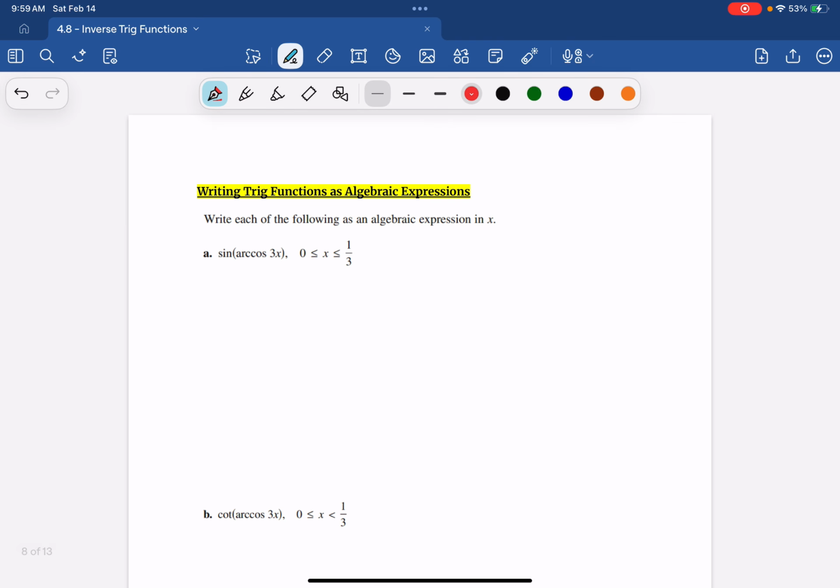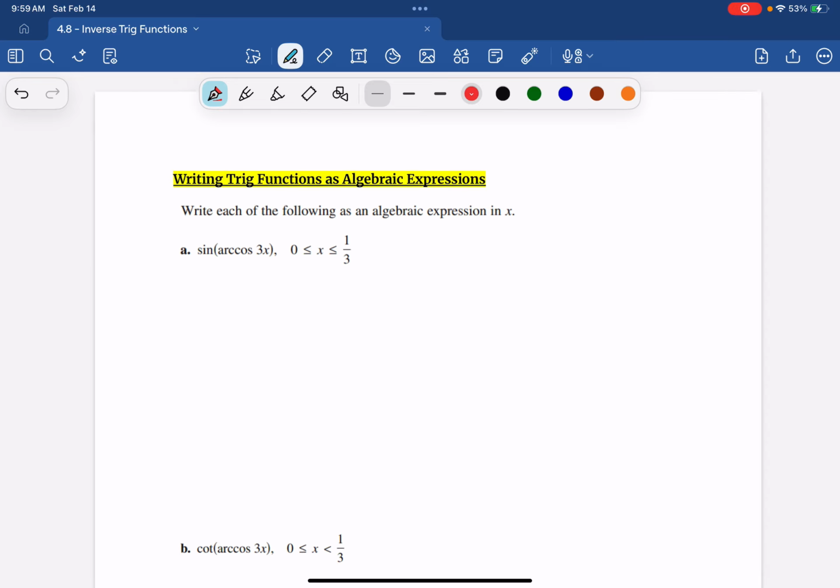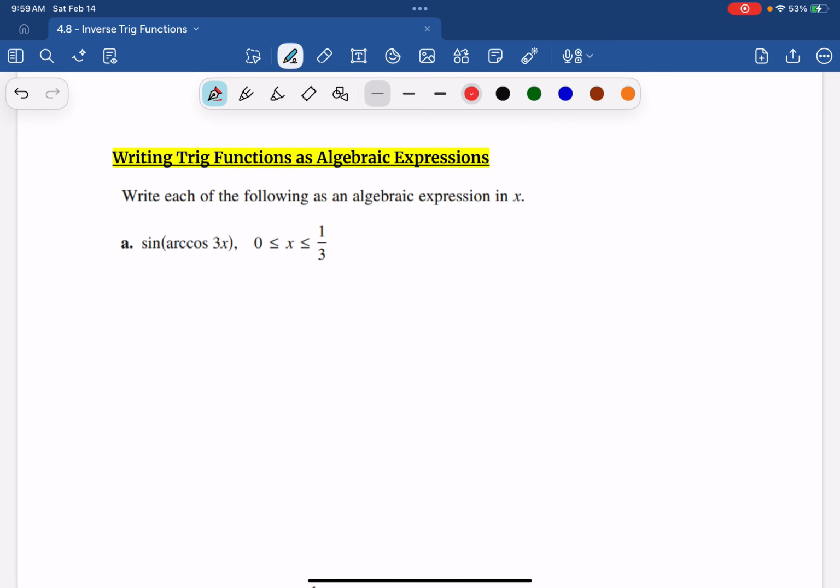All right, the last thing we're going to talk about is how to write trig functions as algebraic expressions. So same thing, we have a composition, but now we have a variable on the inside. But it doesn't really change how we approach it. We're still going to do the same thing. We're going to first start by writing our inverse trig as theta. Okay, so we have the sine of arc cosine of 3x. And so I'm going to think about the inside here, the arc cosine piece, as just theta. So what this tells me is that the cosine of theta equals 3x.